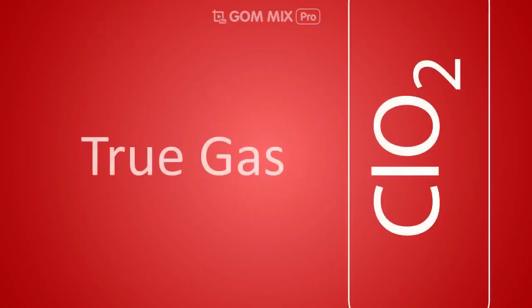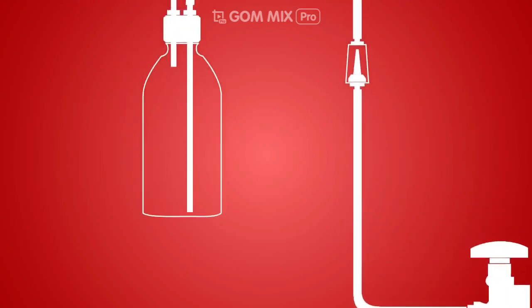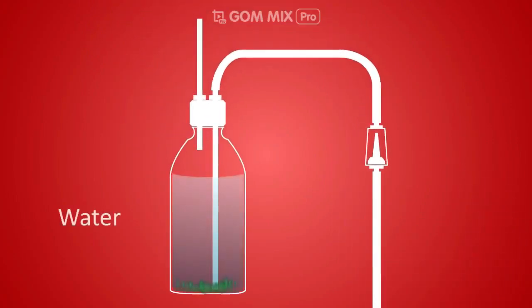Chlorine dioxide is a true gas, which means that it retains its chemical structure and properties at all times. Chlorine dioxide does not form another compound when introduced to water or other solvents. No matter what chlorine dioxide is dissolved in, it retains the same structure and reactive properties.